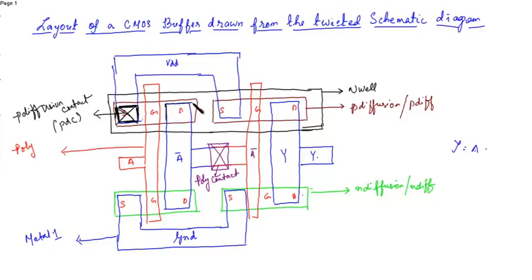So over here, in the portion where you want to connect the metal with the P diffusion layer, you have to place this contact. Similarly over here.